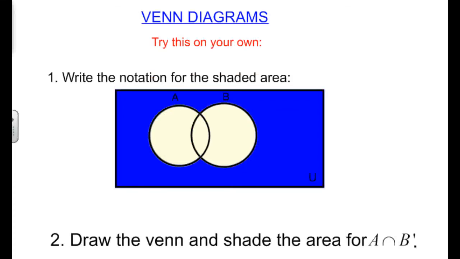And I'd like you to try these two problems on your own. So for the first one, try to write the notation for the shaded area. So you may have to use unions or intersections for this. And for number 2, I'd like you to draw the Venn diagram and shade the area for A intersection B complement.